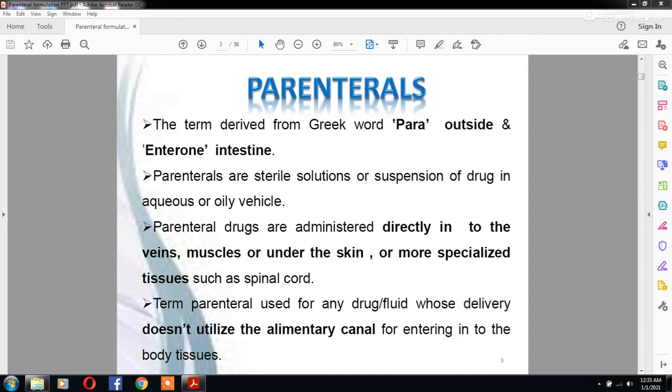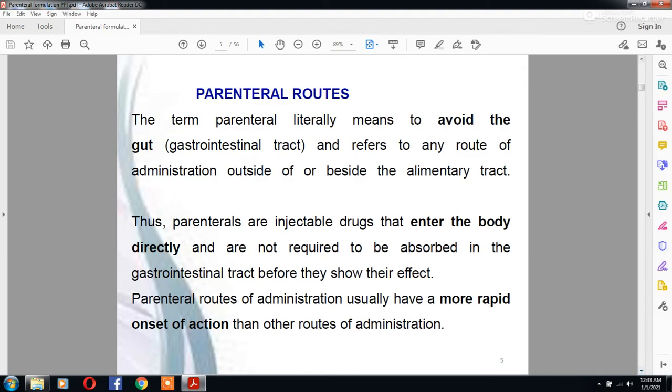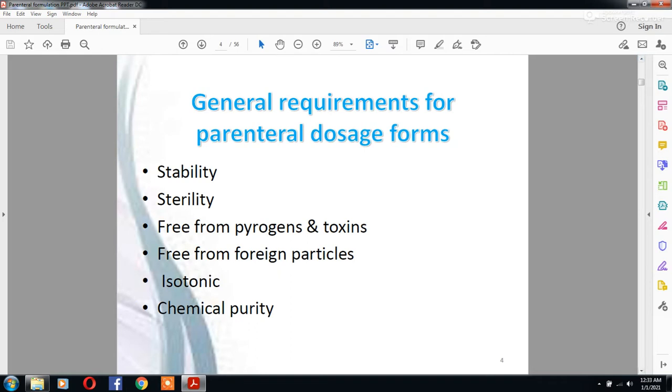The term parenteral is used for any drug fluid whose delivery doesn't utilize the alimentary canal for entering into the body tissues. These are the general requirements for parenteral dosage forms. So in pharmaceutics, you will have to check the stability of the parenteral dosage forms.